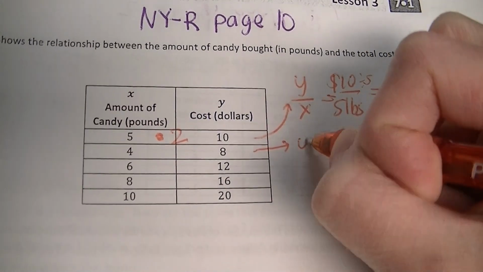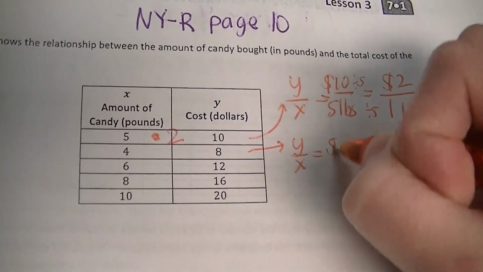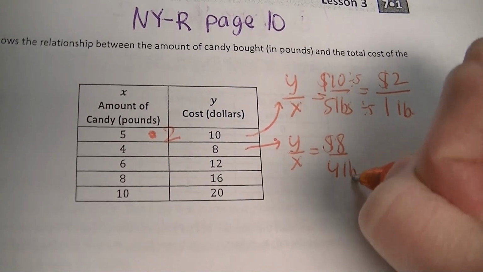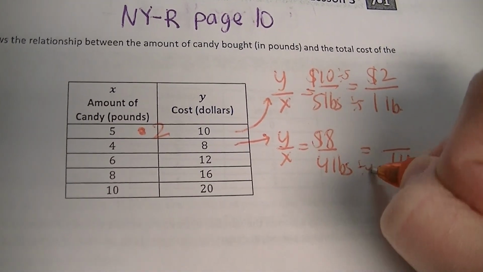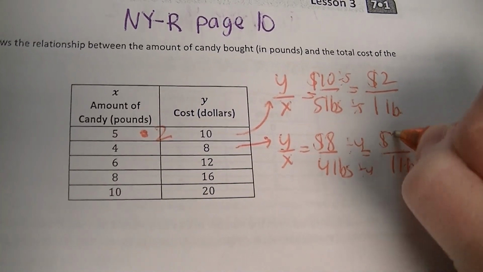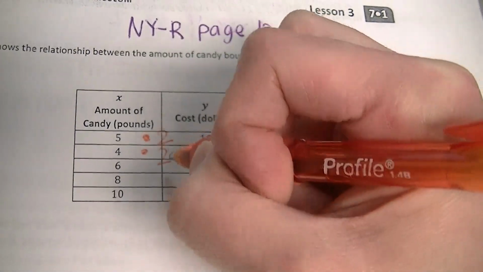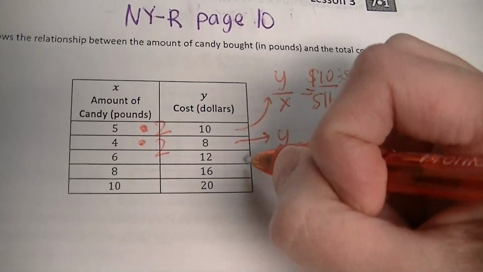This one right here, y divided by x, is $8 for 4 pounds. Let's find that unit rate. Divide by 4, 8 divided by 4 is 2, $2 a pound. So again, we multiplied that x value by 2 to get the corresponding y value.